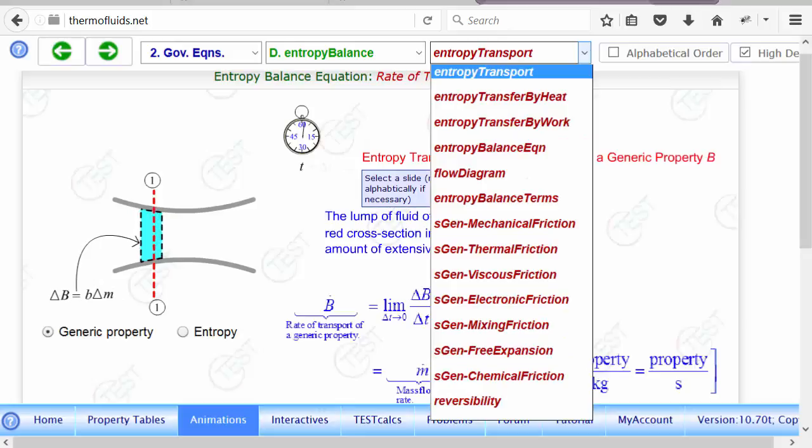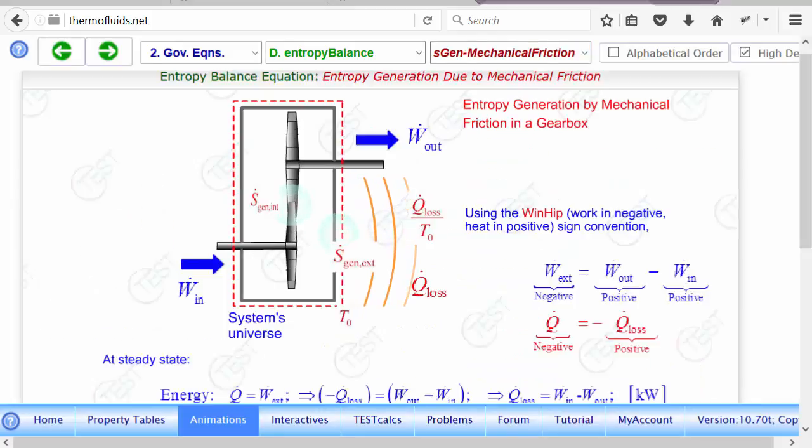I want to go over a few cases. Please ignore all the equations here. I want you to intuitively see how different types of friction generate entropy. This is the picture of a gearbox. Let's imagine these are gears turning. Work is coming in as shaft work, and going out as shaft work.